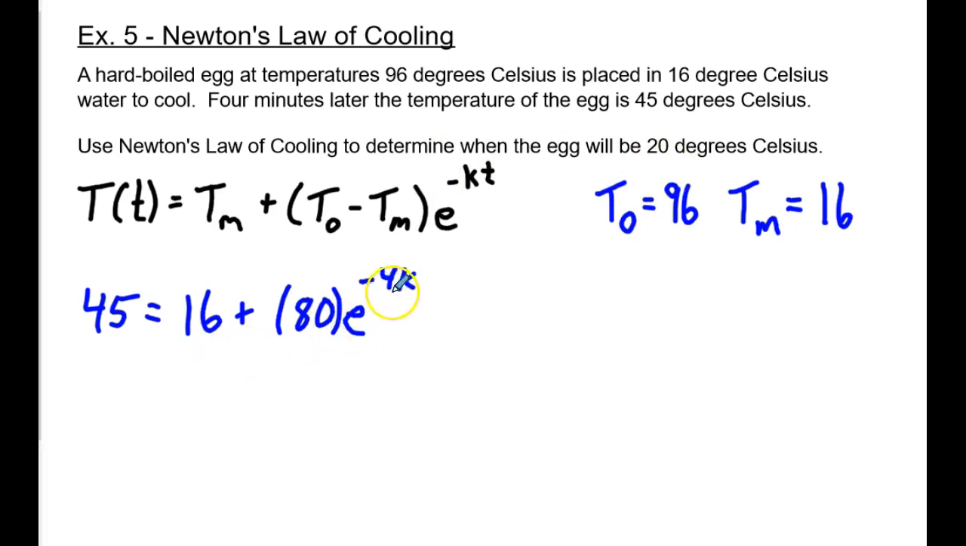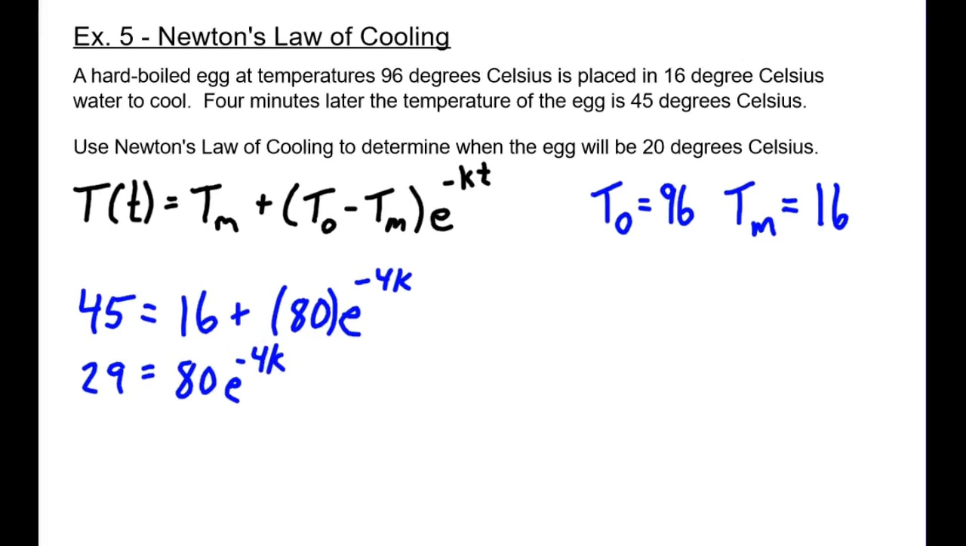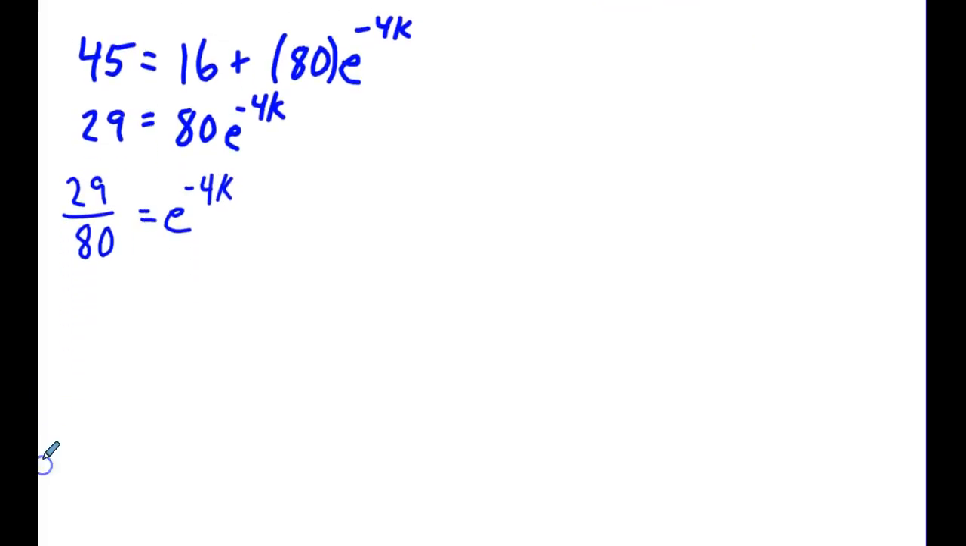So now if we simplify, try to get this isolated by itself, subtract 16 to the other side, so you'd have 29 equal to 80 e to the negative 4 times k. Next, we would divide both sides by 80, so you get 29 over 80 equal to e raised to the negative 4 times k. Now we're trying to solve for k, that constant. We need to get that out of the exponent. So since we have this exponential e, we know the inverse is the natural log. We can take the natural log of both sides of this equation. So the natural log of 29 divided by 80 equal to the natural log of e to the negative 4k.